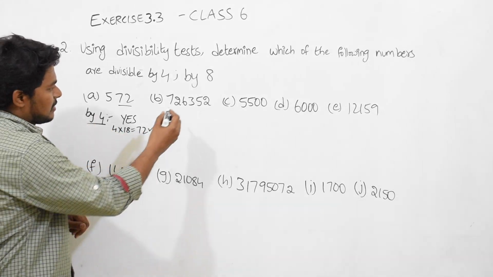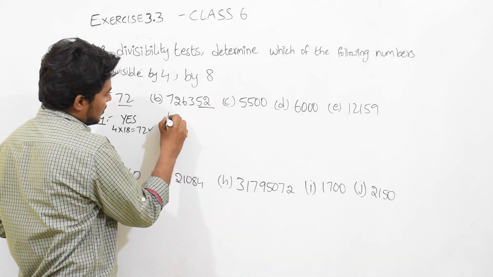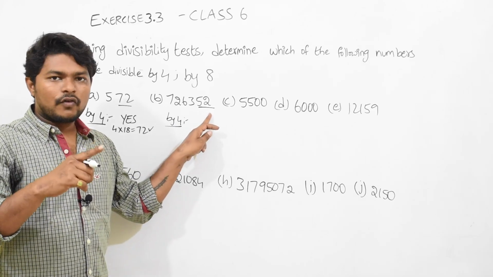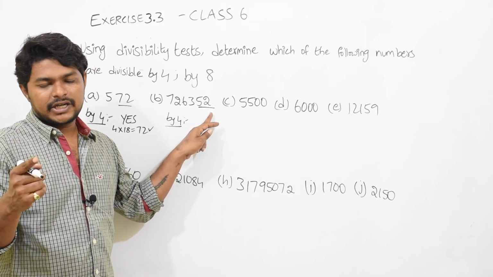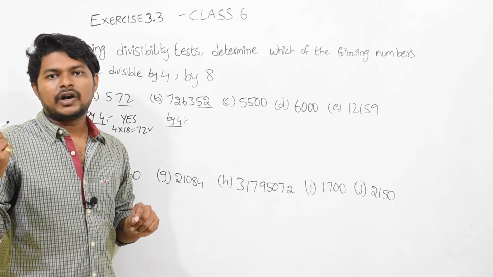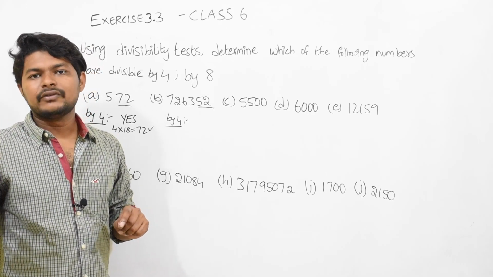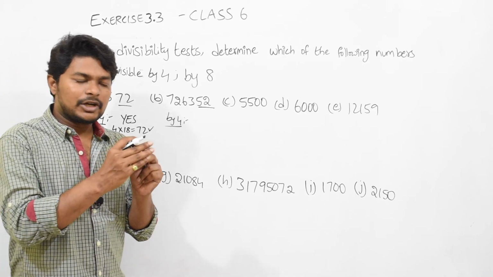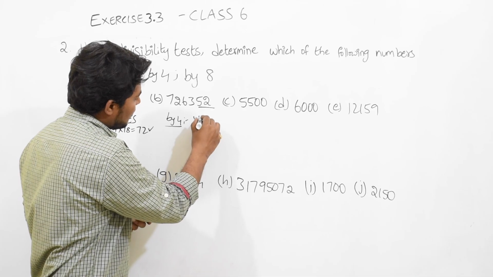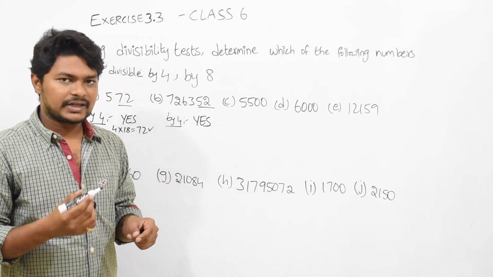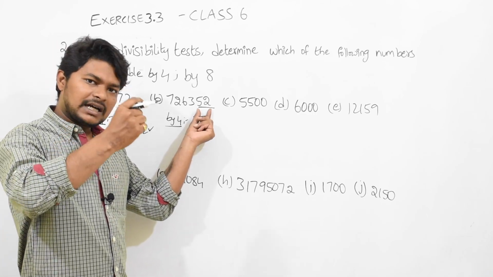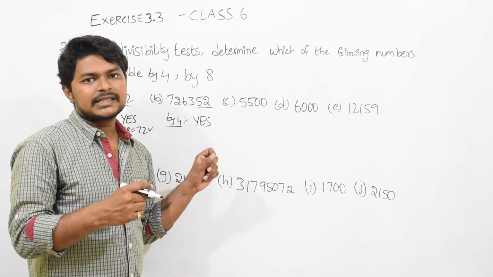Okay, next, the same, last two digits by 4. 52: 4 into 10 is 40, 4 into 11 is 44, 4 into 12 is 48, 4 into 13 is 52. So in the 4 table you are getting this 52, which means it is divisible by 4. Yes, the last two digits should come in the table of 4. Then we can say it is divisible.